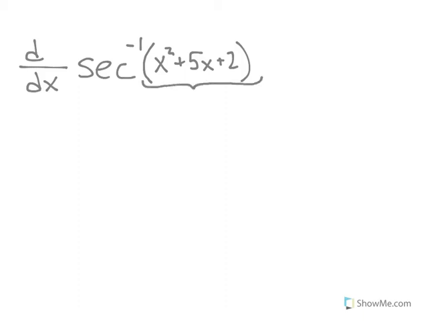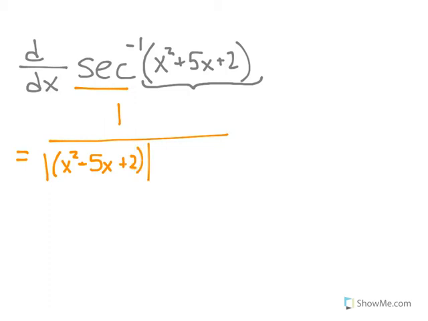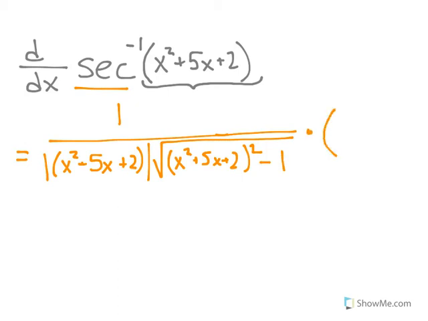So we have the chain rule, and first thing we'll deal with is the outside function, which is the inverse secant. So the derivative is equal to 1 over the absolute value of the argument, which is x squared plus 5x plus 2, times the square root of x squared, but not x squared, it's of the argument squared. X squared plus 5x plus 2 squared minus 1 times the derivative of the inside function, which is going to be 2x plus 5.